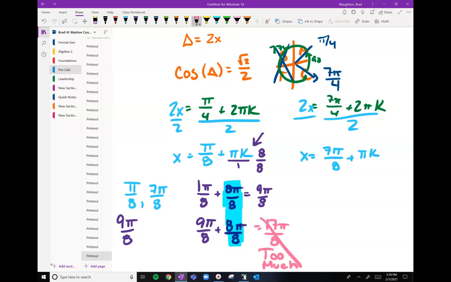So we're going to cross out that solution, and so I just have these two right here. Now we'll do the same thing on the other side, so this is over 1, so 8 over 8. So 7 pi over 8 plus 8 pi over 8 is going to give me 15 pi over 8. And clearly, if I add any more than that, I'm going to get too many.